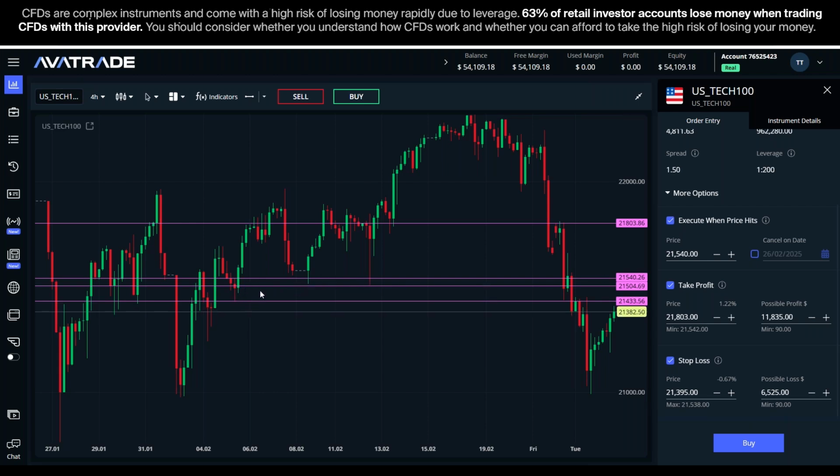So if it goes back above this price and back above this support level, then it must have been good news for NVIDIA. Okay, and I know we're looking at the Tech 100, but NVIDIA moves the Tech 100 a lot. And so with their earnings coming out after market close, this could really cause a move on NVIDIA or on the US Tech 100 because of NVIDIA.